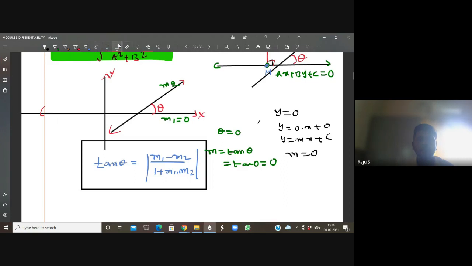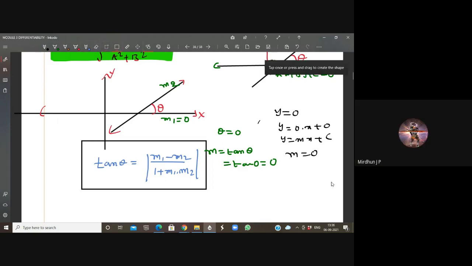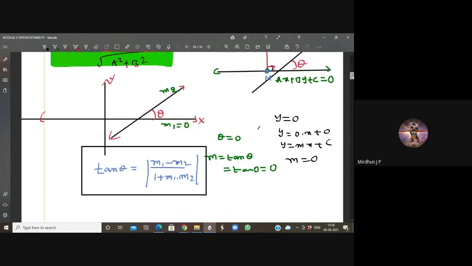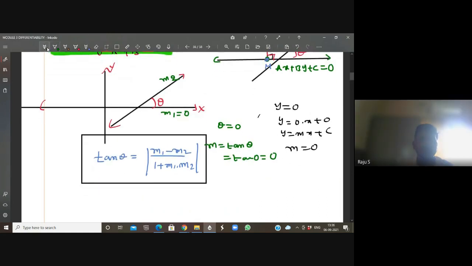Can you remember? Here m1 is 0, so the denominator will be 1 only. That I am going to write now. When m1 value is 0, I am going to prove indirectly that m is equal to tan theta. We know that m is equal to tan theta, because the slope of a line is tan theta.